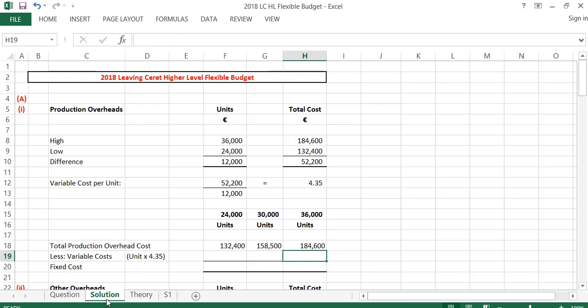Now I can work out the variable cost by getting the number of units and multiplying it by the variable cost per unit of €4.35. So for 24,000 units, it will be 24,000 multiplied by 4.35. For 30,000 units, it will be 30,000 multiplied by 4.35. And for 36,000 units, it will be 36,000 multiplied by 4.35. Now I'm going to take those away, so I'm going to put all those in as a minus.